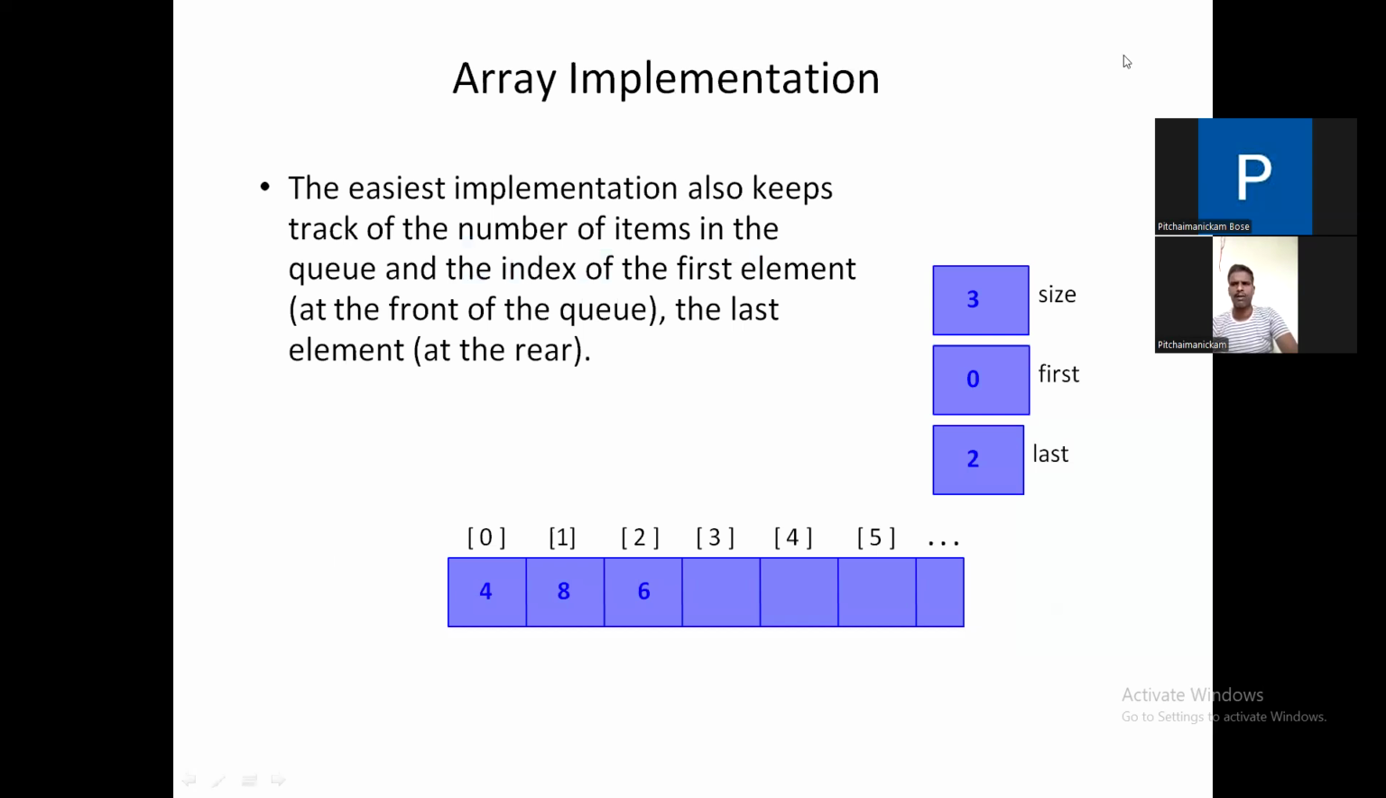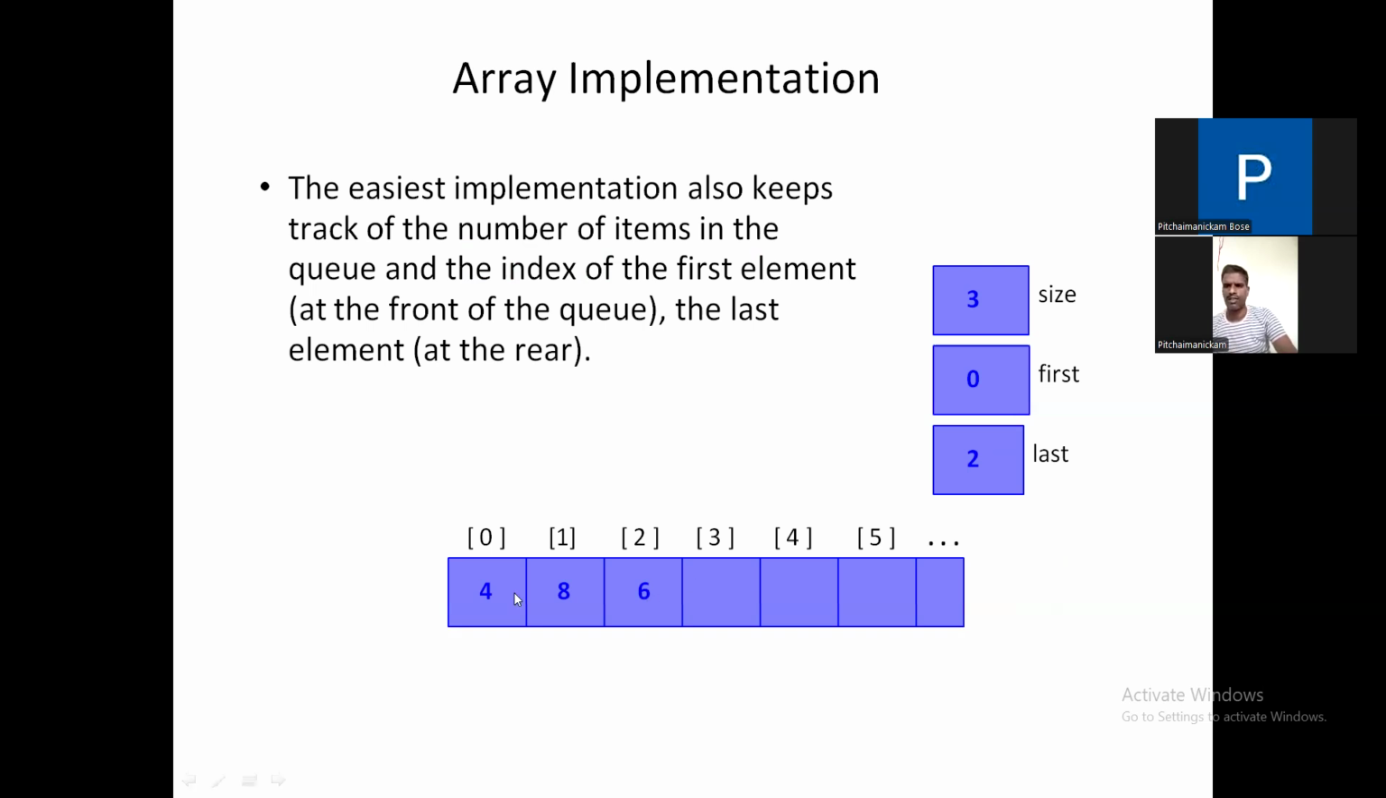This is one best example for representing an array. How are we going to represent the operations in an array? In the earliest implementation, we keep track of the number of items in the queue and the index of the first element. For example, here we are maintaining three different values: size, first, and last.